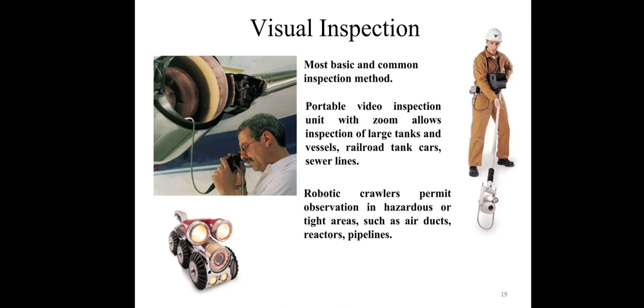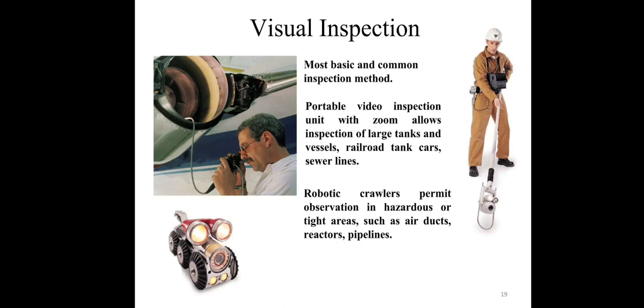Visual inspection. Visual inspection is commonly defined as the examination of a material, component or product for consideration of non-conformance using light and the eyes alone or in conjunction with various aids. The most basic and common inspection method is visual inspection.